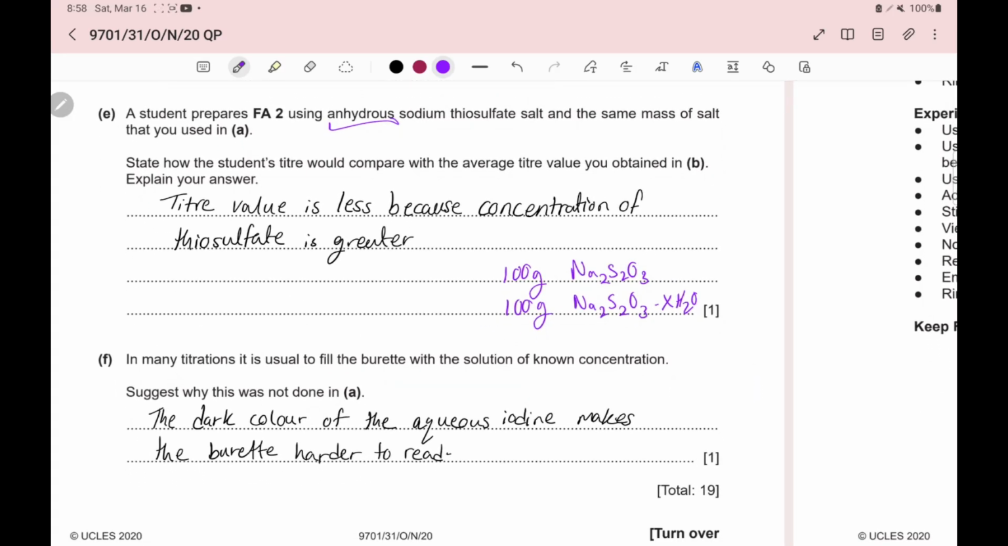Now, the final question. In many titrations, it is usual to fill the burette with a solution of known concentration, but this time we didn't. You saw at the start where we had to add water. So what's the reason for that? That's because iodine is a very dark color and we won't be able to read the burette. That's the only explanation you need to give, and you'll get that 1 mark.